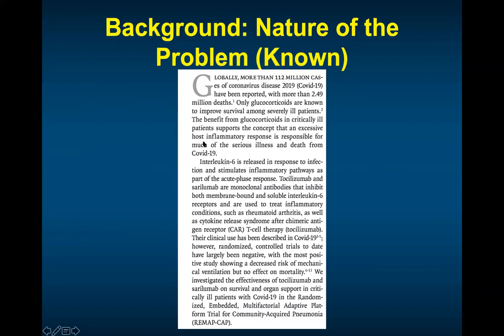So it gives background, the nature of the problem. COVID-19 is a problem. Steroids have been used. Interleukin is part of the response. Tocilizumab has been used in X, Y, and Z, and it has been described in COVID-19.